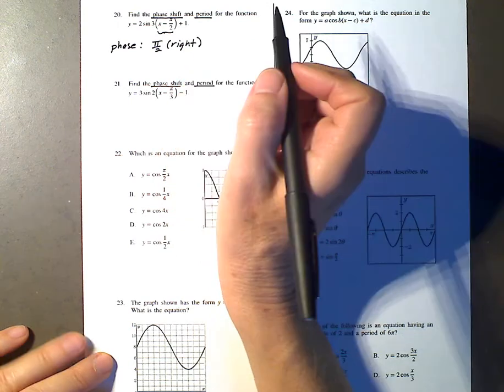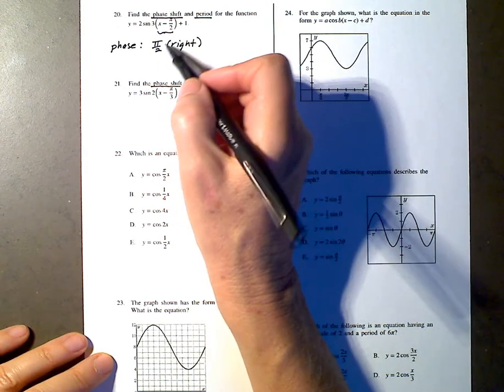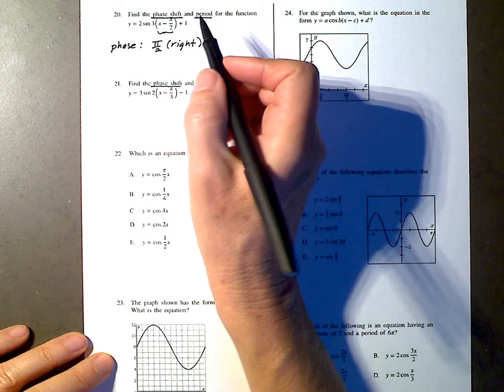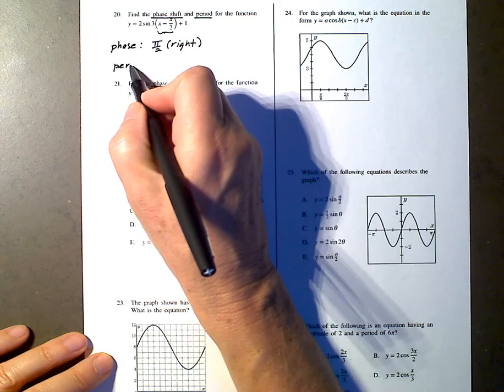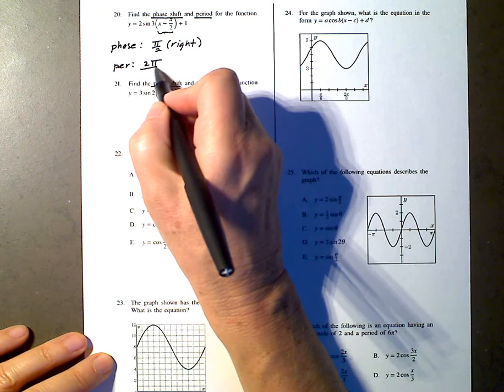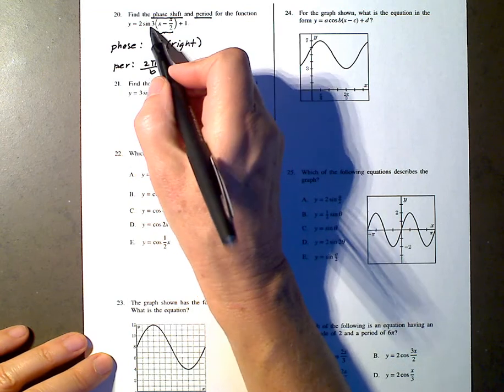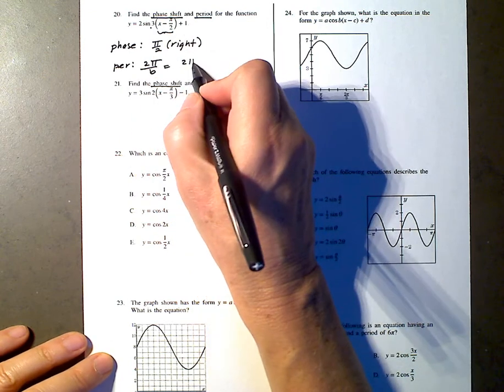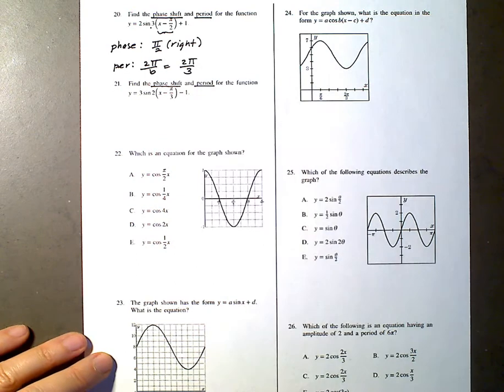So the period will begin there, and then the period is 2 pi over b, and b is right here, it's 3, so the period is 2 pi over 3, or 2/3 pi.